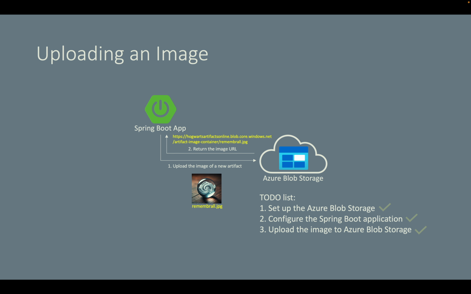In summary, in this video, I showed you how to set up the Azure Blob Storage by creating an Azure Storage account and a container. Second, we configured Spring Boot application so that it connects to the Azure Blob Storage. This includes both the development and production mode. Third, in the Spring Boot application, we wrote code to receive the image file from the front end and then upload it to an Azure Blob Storage container using Spring Cloud Azure.